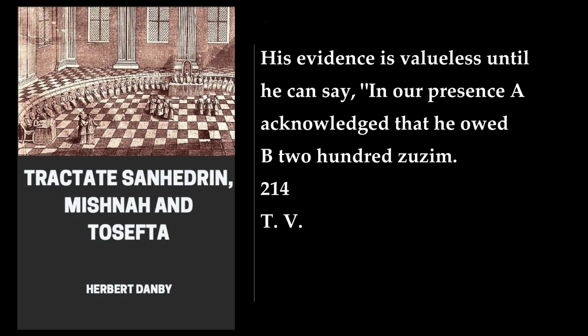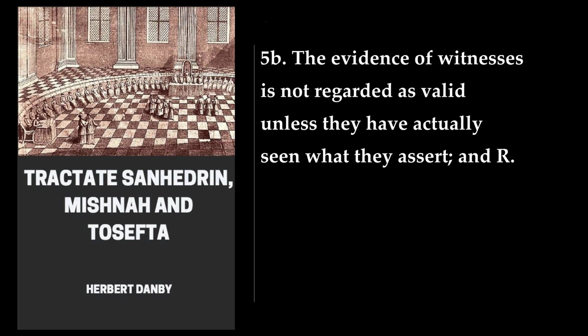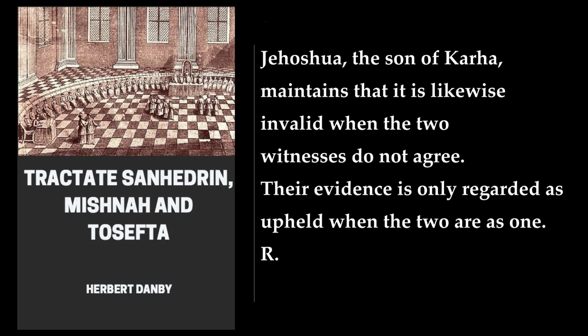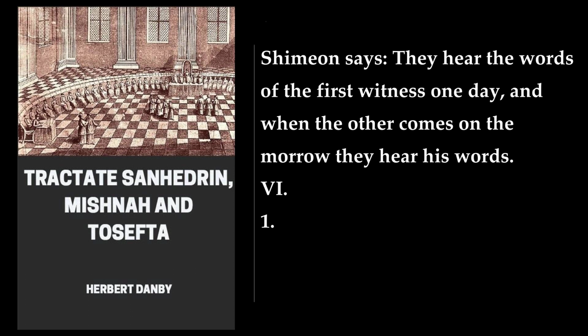214. 5b. The evidence of witnesses is not regarded as valid unless they have actually seen what they assert. Jehoshua, the son of Karha, maintains that it is likewise invalid when the two witnesses do not agree. Their evidence is only regarded as upheld when the two are as one. R. Shimeon says, they hear the words of the first witness one day, and when the other comes on the morrow they hear his words.